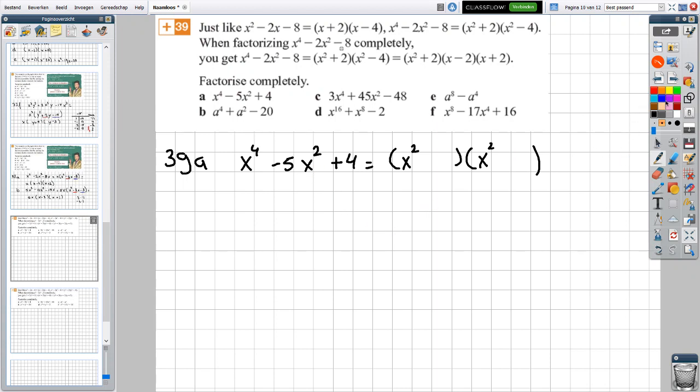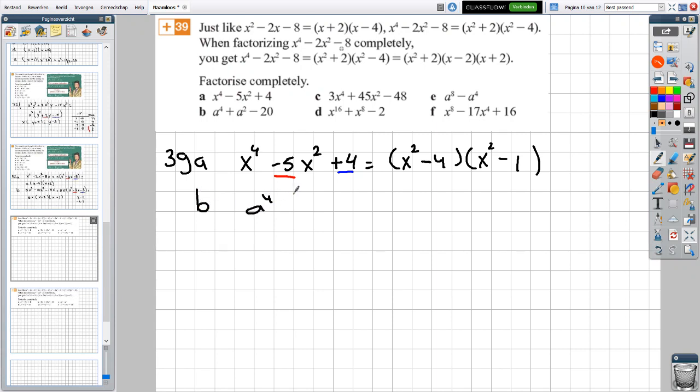So the only thing that's different now is that I can still just look at two numbers whose product gives me 4 and whose sum is minus 5. If you want to make a table, you can, but if you do this in one go without a table, I think we should use minus 4 and minus 1. Minus 4 times minus 1 is 4. Minus 4 minus 1 is minus 5.